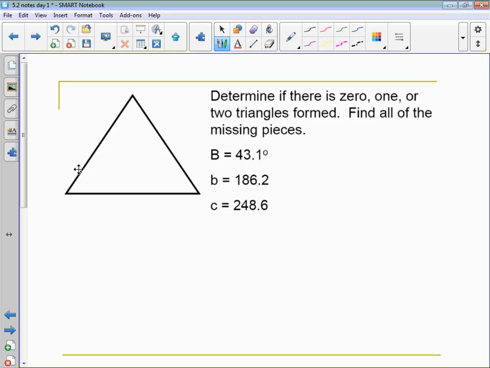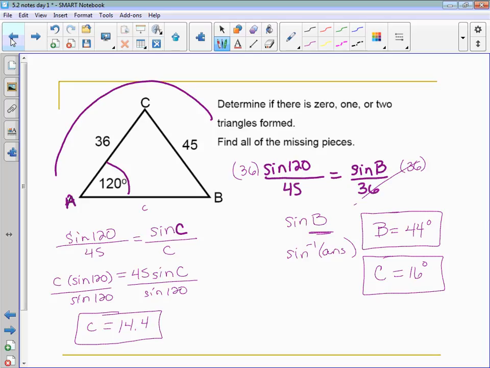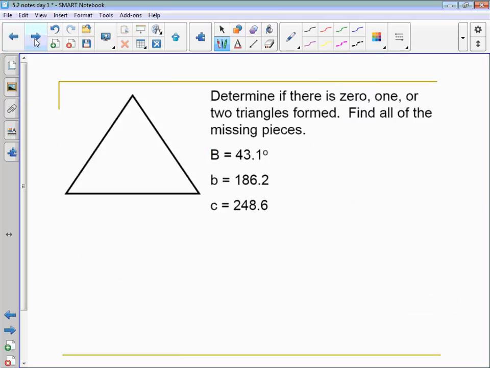All right, guys, write this one down. We'll do this one together. We're done with that first one. There was one triangle, so all that was there is the triangle that you guys see. And you found the missing parts. You found the two angles and the other side. And so then you're done. Okay? So let's try this one.